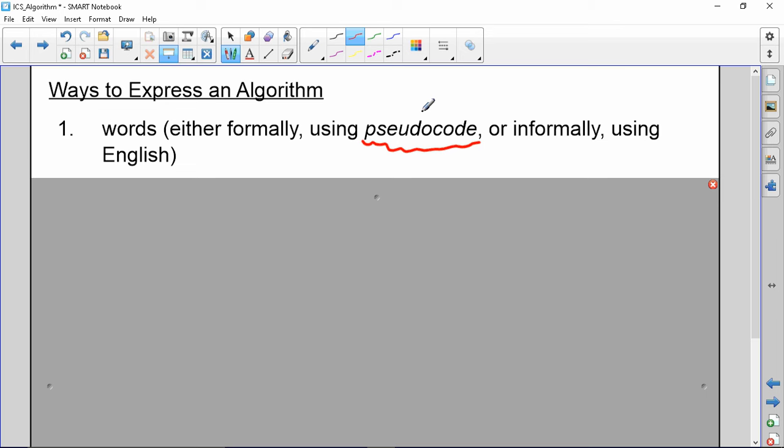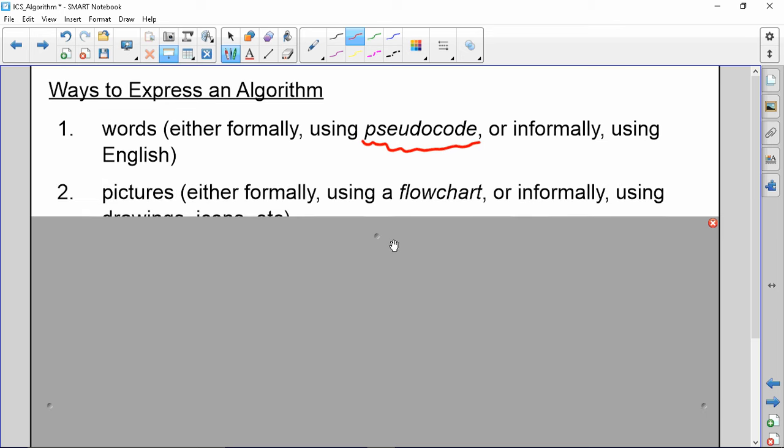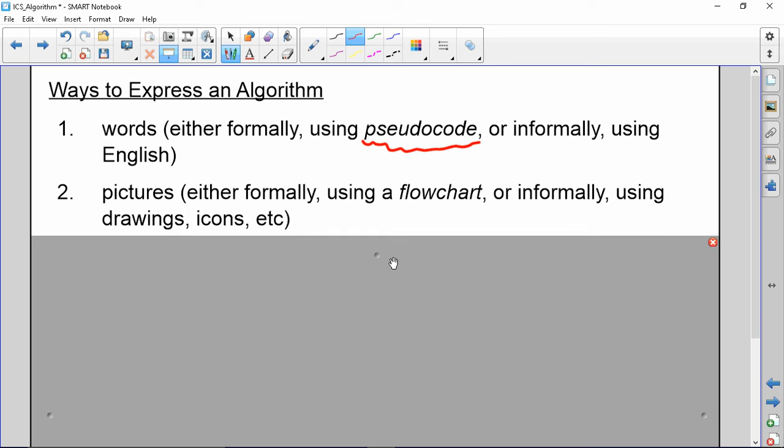So pseudocode is a computer science thing. We could use pictures, informally using drawings or icons. You see, on the blow dryer in the washroom, there's little diagrams that show you how to use it. Well, that's an algorithm. But in computer science, we often use a flow chart, which you may have seen in other courses, and we'll talk about this later. That's a formal computer science tool.